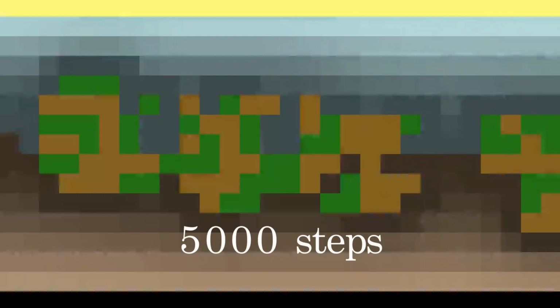And it works! After 5000 steps, the biome is still alive. Problem solved. That was fast. Oh, it dies right after. That's the problem with simulating only 5000 steps. You never know what happens after that.